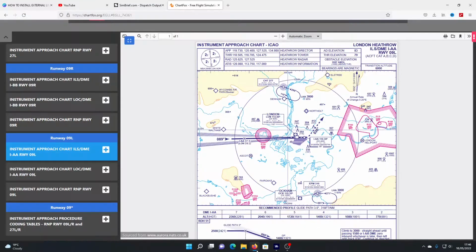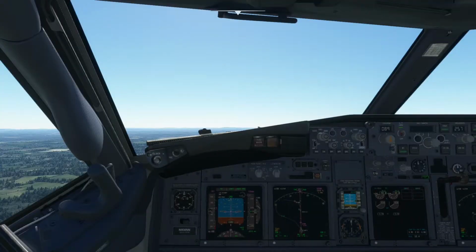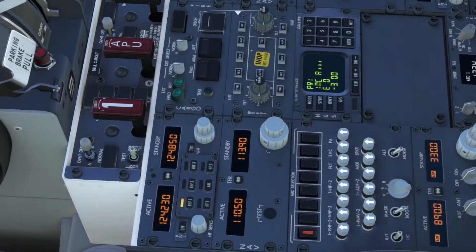Now what we need to do is go back over to the charts and we can find the ILS approach frequency. So that is here. We can see here it says I-AA, so we need to look for that on this chart, which is here. And then we can see the frequency is 110.3. Come down to our nav and put in 110.3.